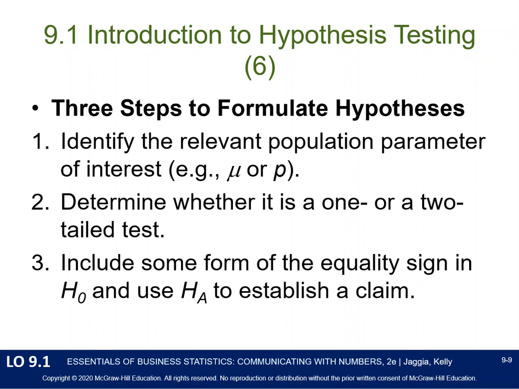And then we write our hypothesis so that the equality sign is in the null hypothesis and the inequality sign is in the alternative hypothesis. So we'll walk through a couple of examples.